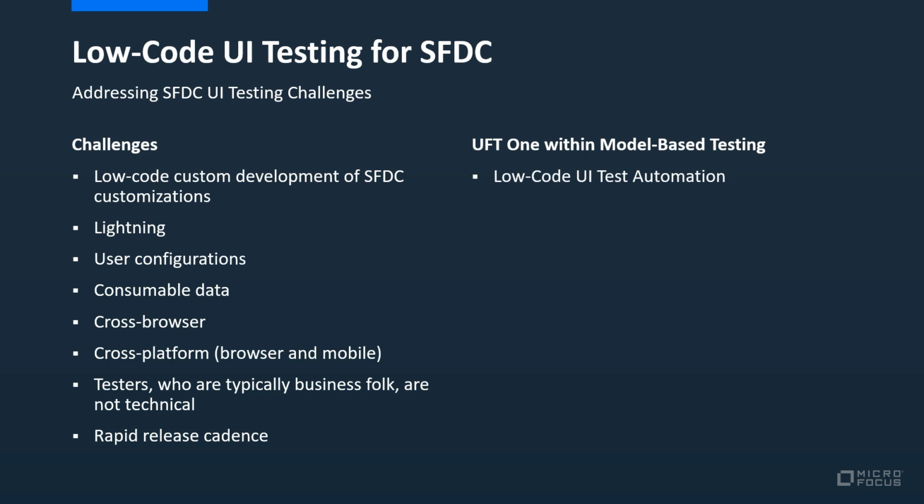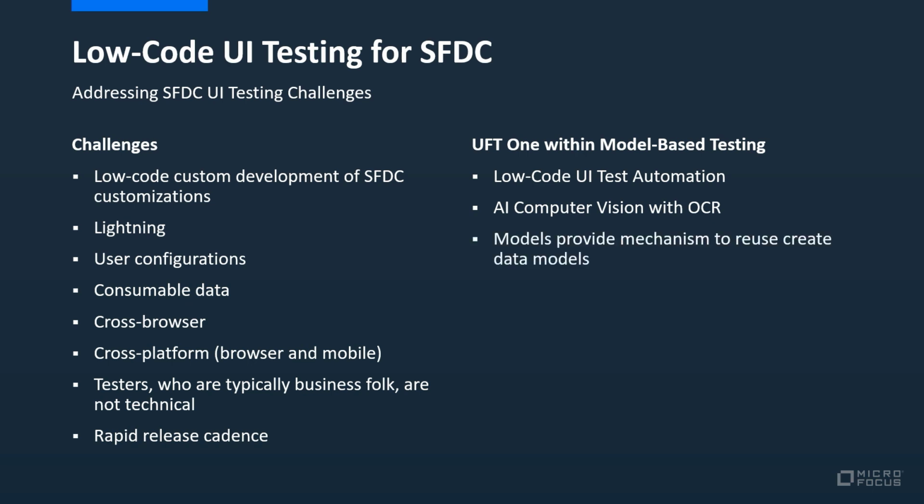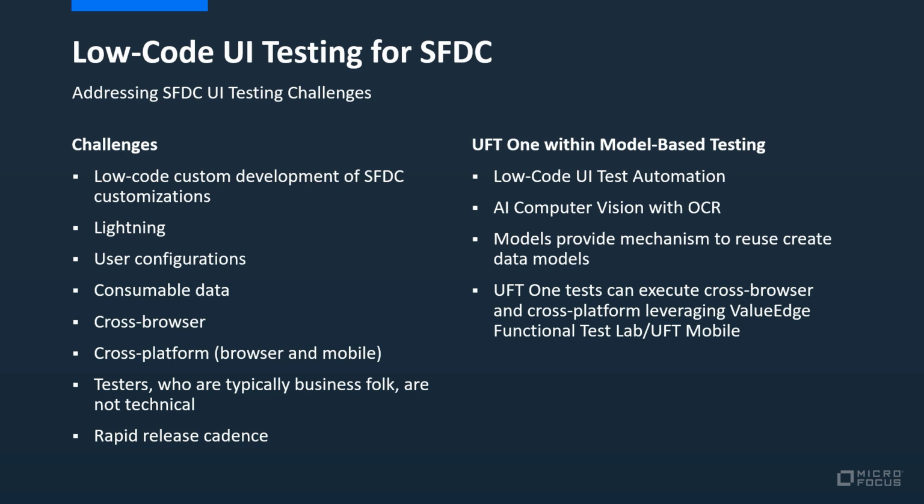In this case, you'd be leveraging low-code UI test automation. While the technical level is a little higher, you'll see in the demo that it's still really easy to use. This also leverages that same AI computer vision and optical character recognition engine that we showed with AI Codeless. And the benefits of model-based testing are still here. And additionally, UFT One can also execute cross-browser and, when working with ValueEdge Functional Test Lab or UFT Mobile, it can also execute across multiple public and/or private, real and/or emulated devices.